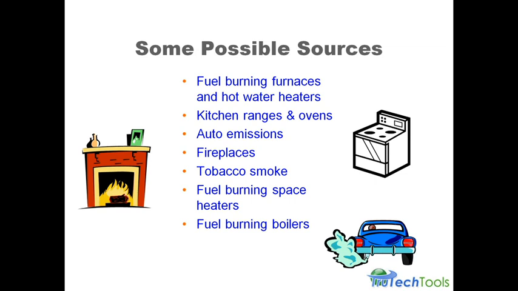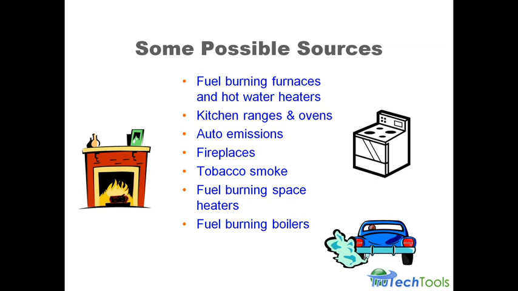Some possible sources can be fuel burning furnaces and hot water heaters. Believe it or not, those aren't the number one causes of CO in a home. It's actually auto emissions. We can also have it from our kitchen range or oven, fireplaces, tobacco smoke, fuel burning space heaters, fuel burning boilers. You got to remember, if these appliances are burning right, like your oven and your range, it's venting right in your kitchen. The flue gases are going right in your kitchen. If it's burning right, it's giving you carbon dioxide, water vapor, and heat. It's really not producing as much CO.